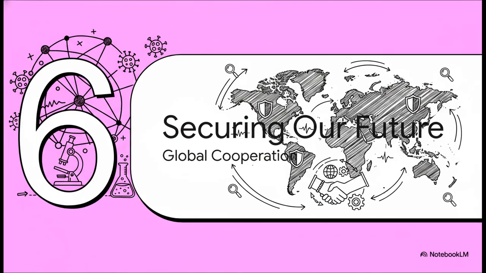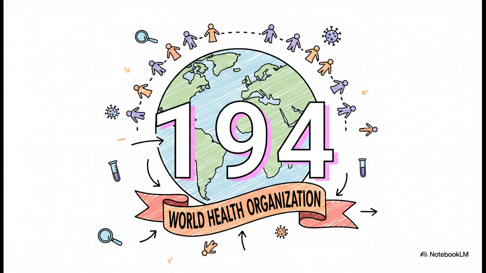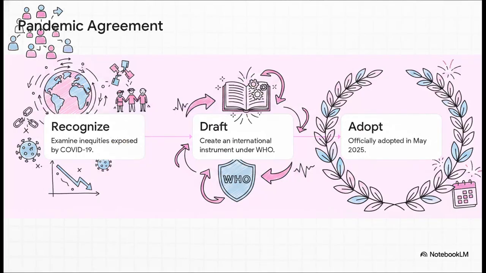Let's wrap things up with Section 6, Securing Our Global Future. 194. That is the number of member states in the World Health Organization. Why does that matter? Because it represents the sheer monumental scale of global cooperation we actually need when we're facing down a biological threat that couldn't care less about borders. You see, the global response to disease relies entirely on these nations working together. Driven by the massive disruptions and the frankly profound inequities exposed by COVID-19, these governments united. They realized individual responses just weren't cutting it.